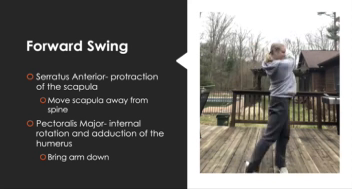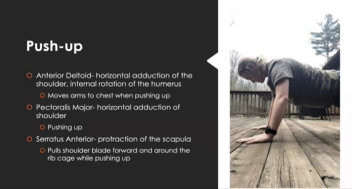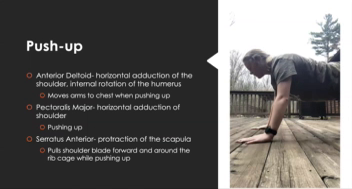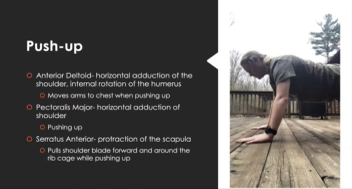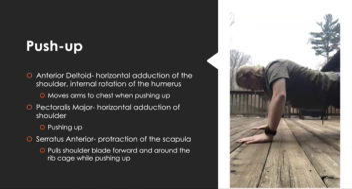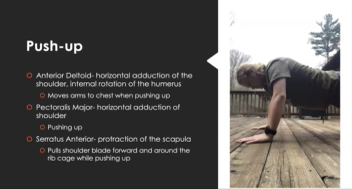So the second action I'm going to talk about is a push-up. The muscles that we went over involved in a push-up are the anterior deltoid, the pectoralis major, and your serratus anterior. In the motion of a push-up, your anterior deltoid horizontally adducts the shoulder. So this just helps move your arms closer to your chest when you push up.